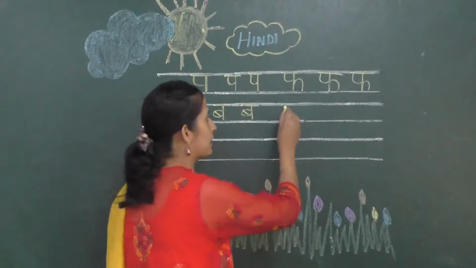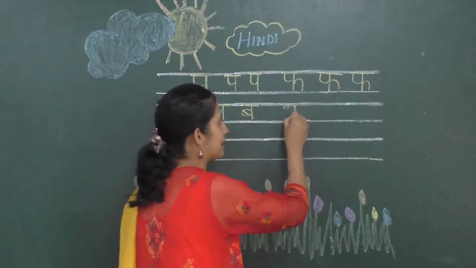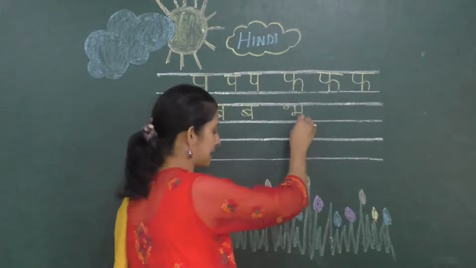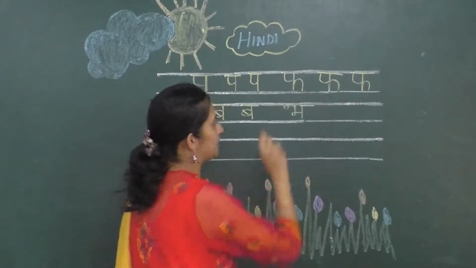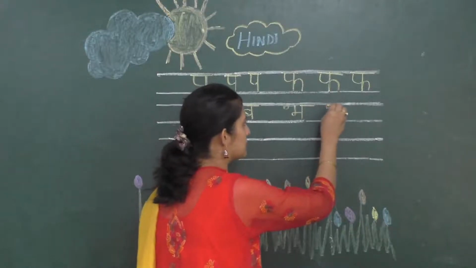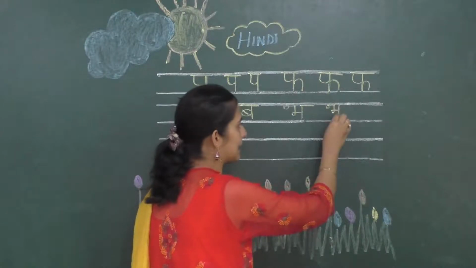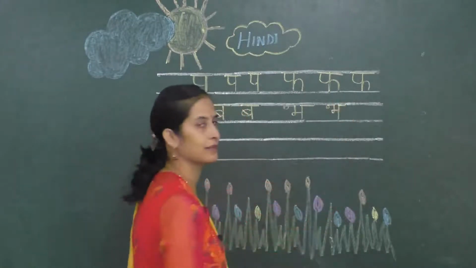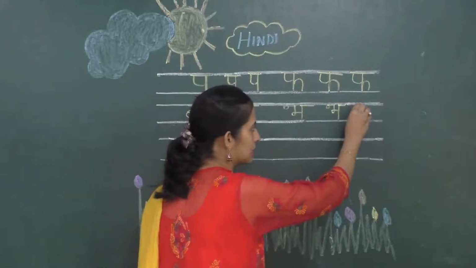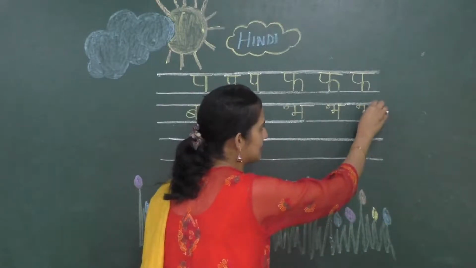Okay, so how to write bha? We will make a small circle here, then a sleeping line and a loop like this. Okay, then a standing line and a sleeping line. So start with a circle, small sleeping line, standing line, loop, sleeping line, standing line and again a sleeping line. Bha. Okay, again start with a circle, sleeping line, standing line, loop, standing line and a sleeping line.